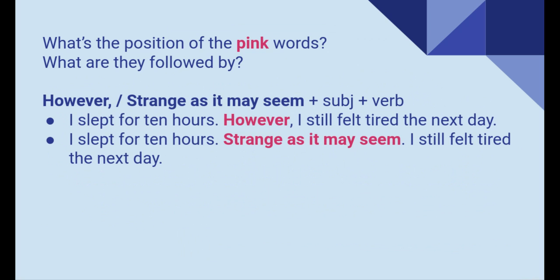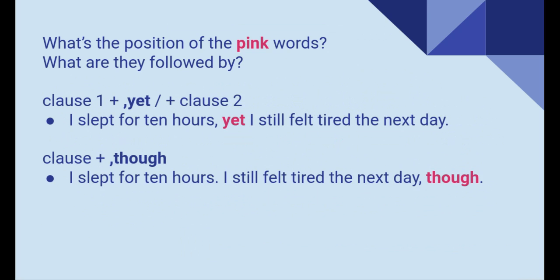Now, however, strange as they may seem, are followed by subject and verb. They go in between the 2 clauses. Now, you may see that, however, is sometimes used at the end of the last clause, but that is not as common. We use yet and though to combine clauses. Yet is usually in the beginning and though is usually at the end of the second clause. You might find it sometimes between both clauses.